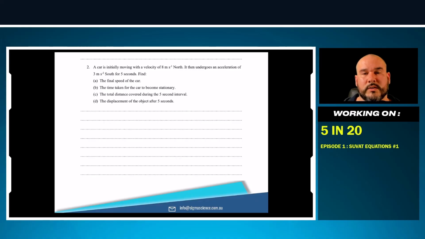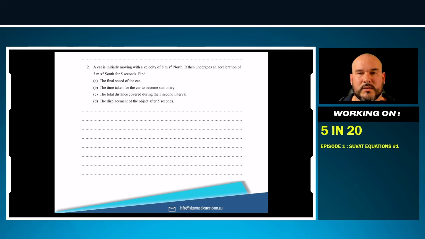All right, so on to question 2. Question 2 is a bit of a longer question, but you also notice that we're given some directions. We're given the direction of the initial velocity vector and the direction of the acceleration, and they're in fact the exact opposite direction. Our initial velocity is towards the north, our acceleration is towards the south.